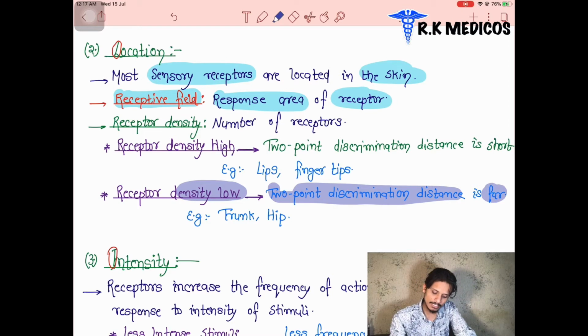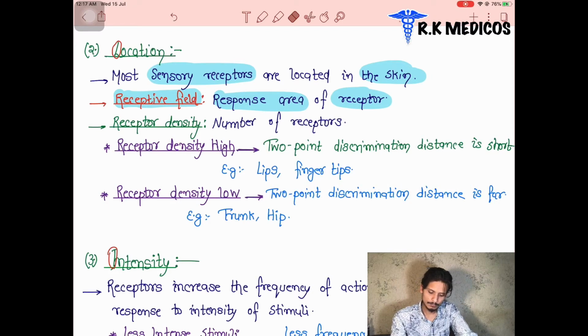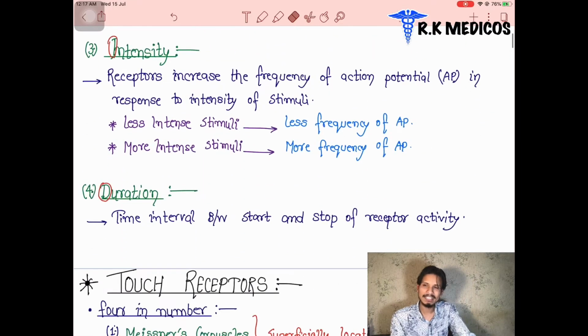higher density will be tested in the lips region and the fingertips region, and the low density will be tested in the trunk region or the hip region. So you have to memorize it. The 2-point discrimination test, where we are going to do this test, is important to know in our physiology section. Next point we are going to see is intensity.